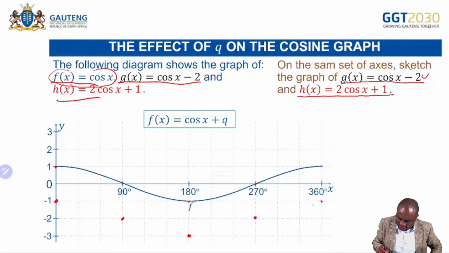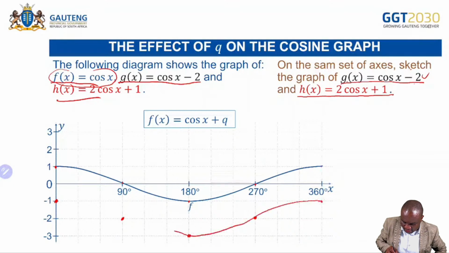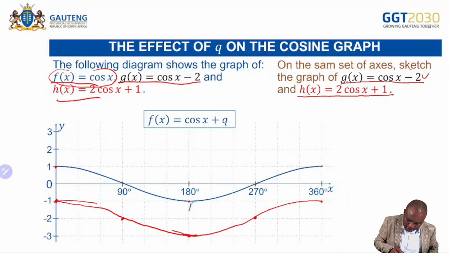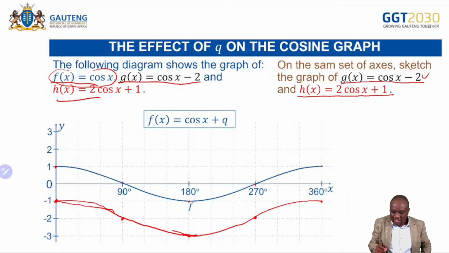Then we can sketch our graph. I think it will be easy for me to draw from right to left. Let me try from this side. Almost. But this one looks almost, yes. So that is g of x. You see that? It becomes very easy if you understand the effects of these parameters.